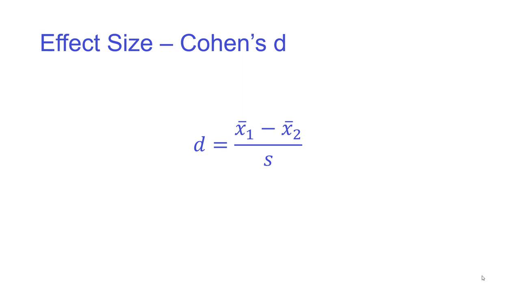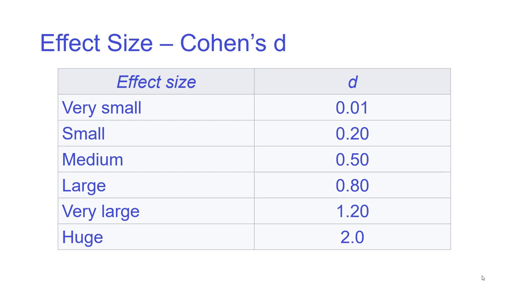Now, what kind of values does this take? So a d of 0.001, that's a very small difference between the two means. A small difference is 0.2, medium's 0.5, so it's still only half a standard deviation between the two means. Large is 0.8, very large is 1.2, and a huge effect would be 2.